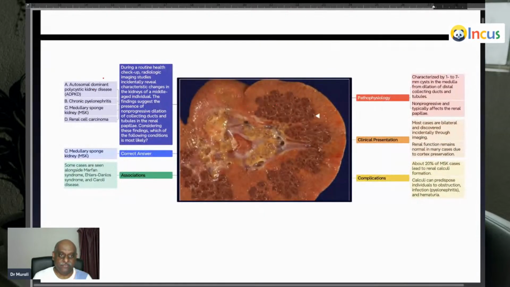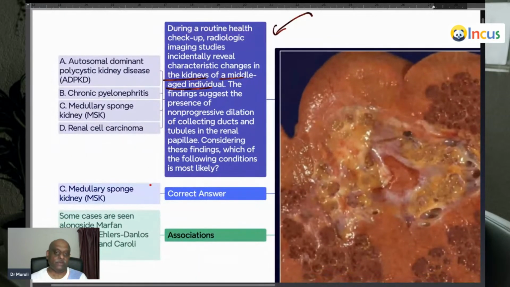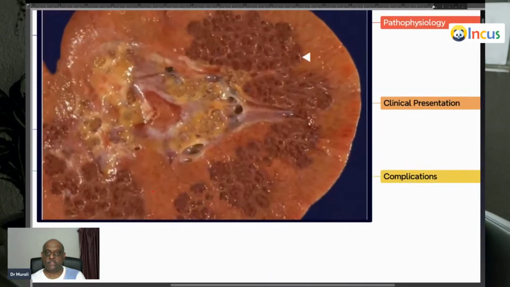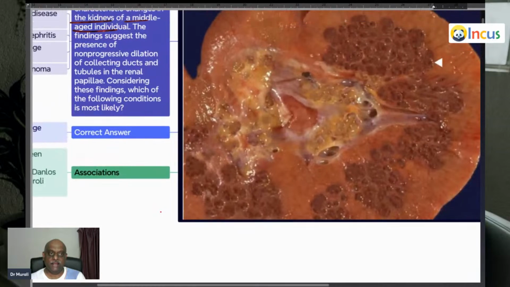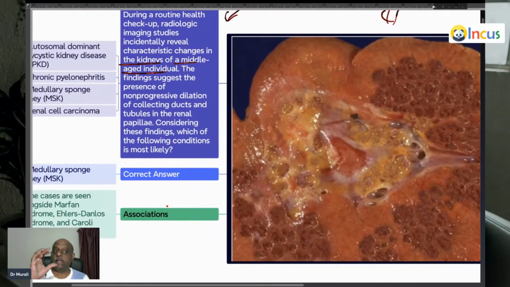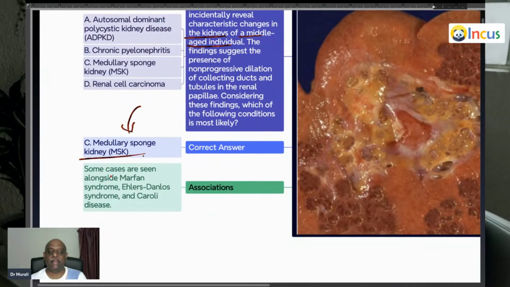Now, doctor, during a routine health checkup, radiological imaging reveals changes in the kidneys in a middle-aged individual. So this is the typical gross pathological appearance that is being given to you. So what do you see here? Non-progressive dilatation of the collecting ducts and tubules in the renal papillae. So it is an example of medullary sponge kidney.